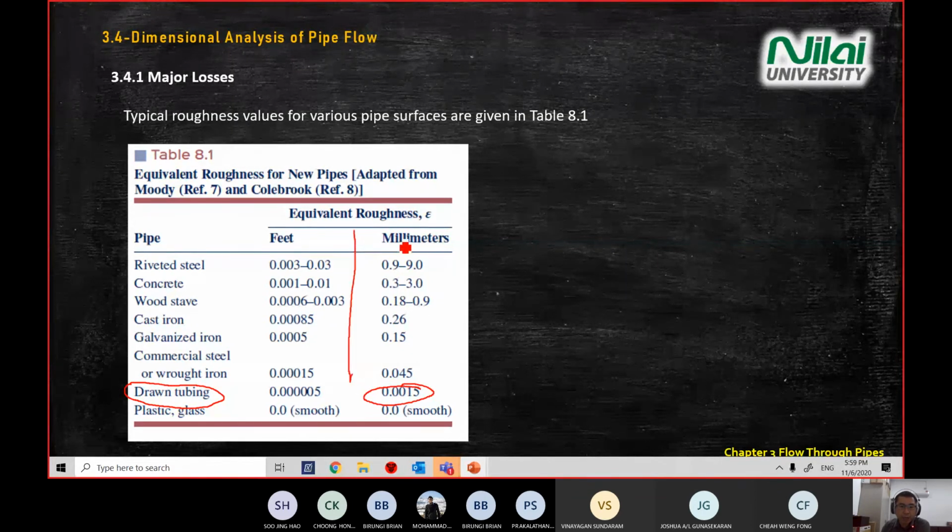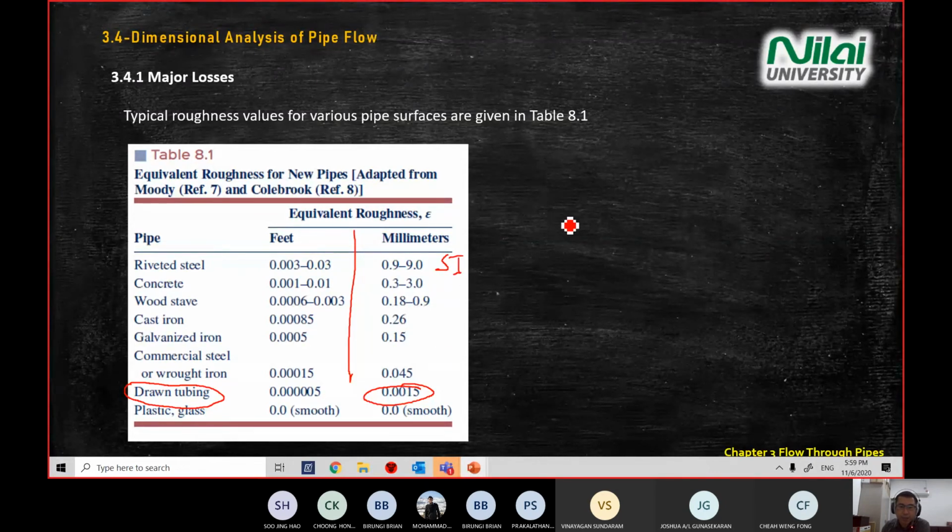Again, for this module, we'll use SI units. Don't read the wrong column. On the left is in feet, on the right is SI units. Don't read wrong. Again, don't read wrong. We will use the right hand side, because we are using SI for this module.